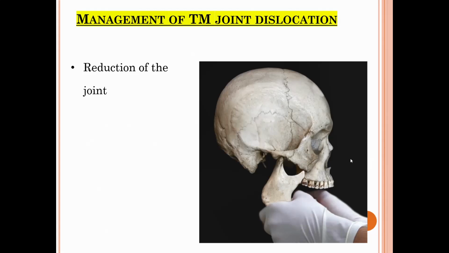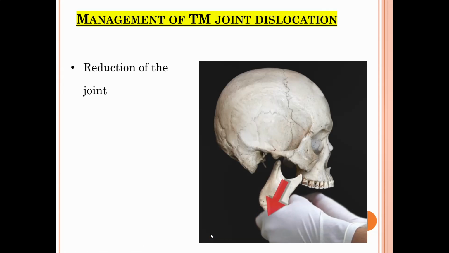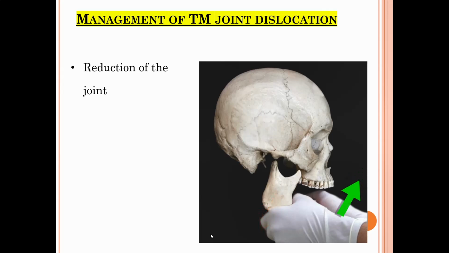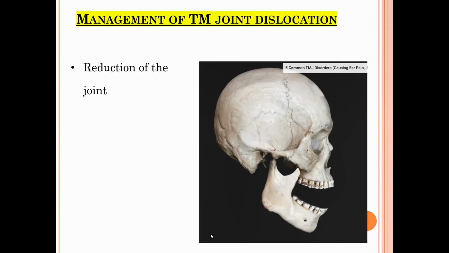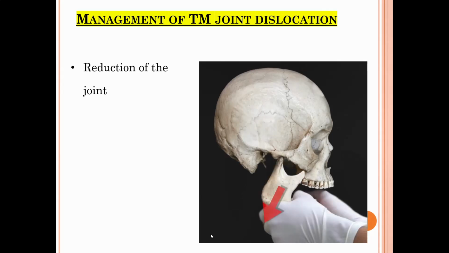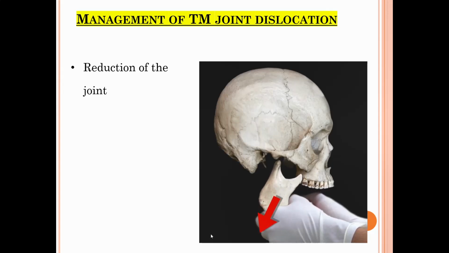What is the management of temporomandibular joint dislocation? It is the reduction of the joint. Reduction of the joint means you have to forcefully fit that back into the mandibular fossa. That is how you are supposed to do the reduction. You can see first it has to be downward, then upwards, and then you have to go and fit it here. So that is the reduction of the temporomandibular joint.